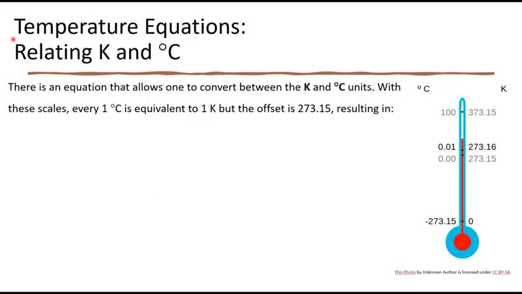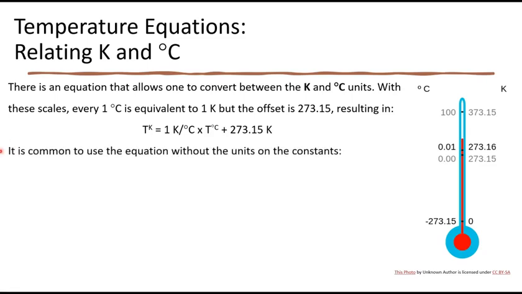Temperature equations relating Kelvin and degrees Celsius. There is an equation that allows one to convert between Kelvin and degrees Celsius units. With these scales, every degree Celsius is equivalent to 1 Kelvin, but the offset is 273.15. And that's going to result in the temperature in Kelvin is equal to 1 Kelvin per 1 degree Celsius times the temperature in degrees Celsius plus 273.15 Kelvin.